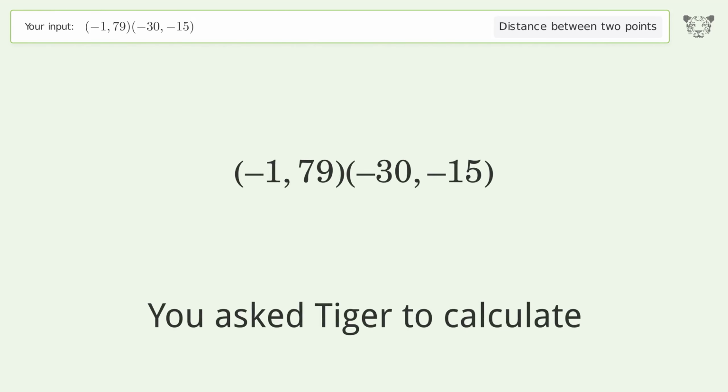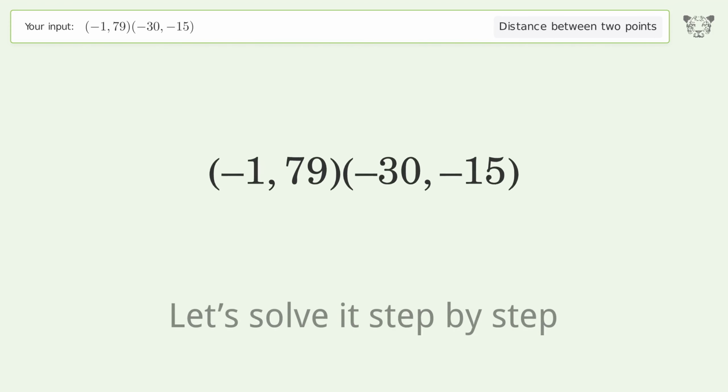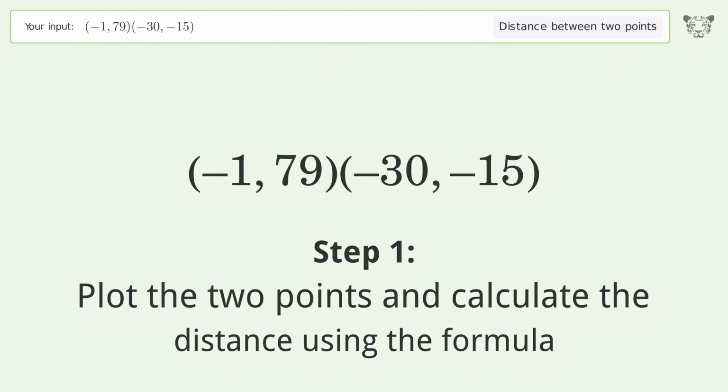You ask Tiger to calculate. This deals with the distance between 2 points. The distance between the 2 points is the square root of 9,677, or 98.372. Let's solve it step by step. Plot the 2 points and calculate the distance using the formula.